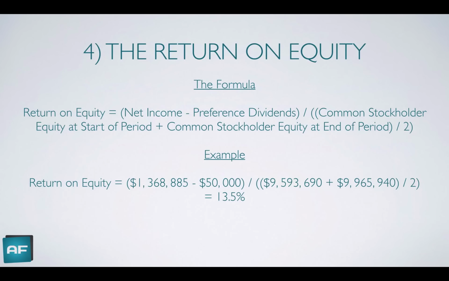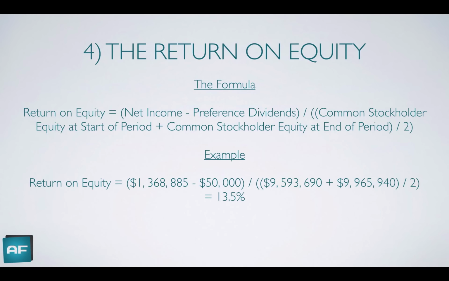It's net income, or the bottom line, minus preference dividends. We take out preference dividends because they're not the common stockholders. They're not generally the owners of the business. It's kind of like a hybrid between debt and equity. So we take out preference dividends, and then that's the numerator, net income minus preference dividends, and we simply divide that by the average common stockholder equity over the period, which is common stockholder equity at the start of the period plus the equity at the end of the period divided by 2.